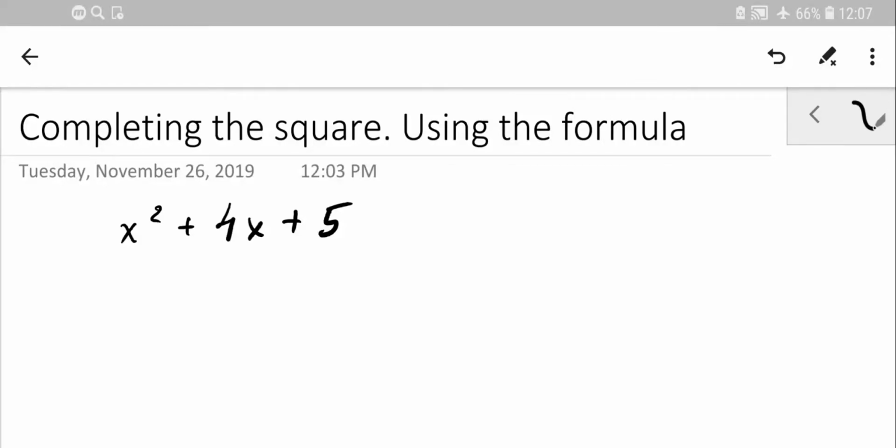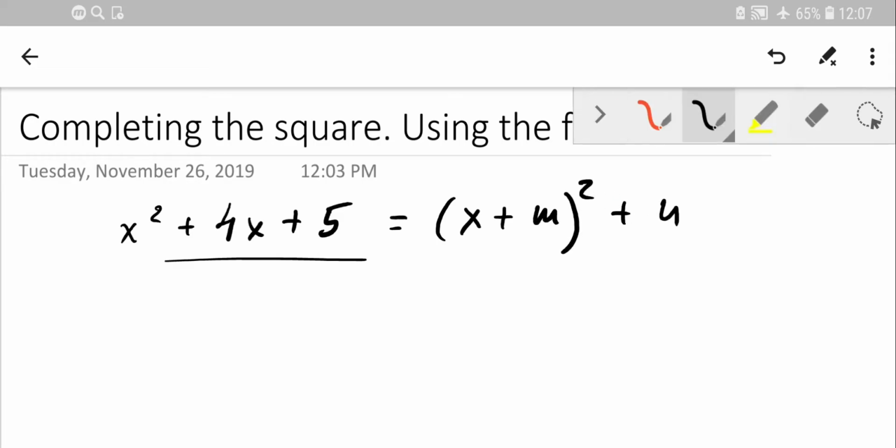Hello guys, welcome back. We're still exploring completing the square, and today I'm going to show you the second method, how to work out a complete square from a quadratic expression. So let's say we have the quadratic expression x squared plus 4x plus 5, and we want to figure out how it looks if we have a complete square, x plus some m, squared, and finally a residual number n.